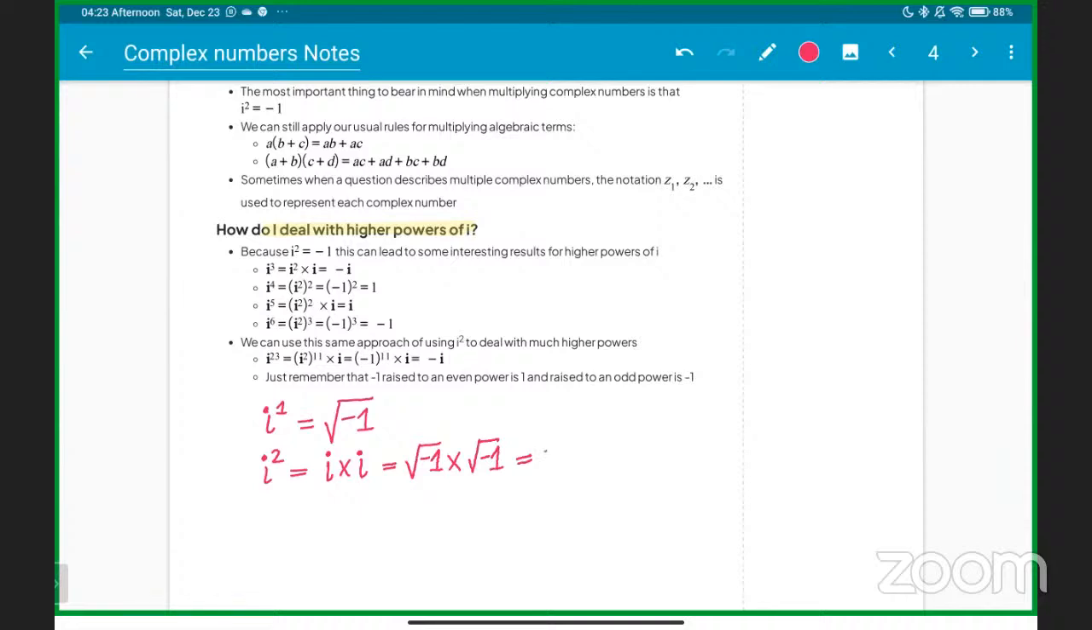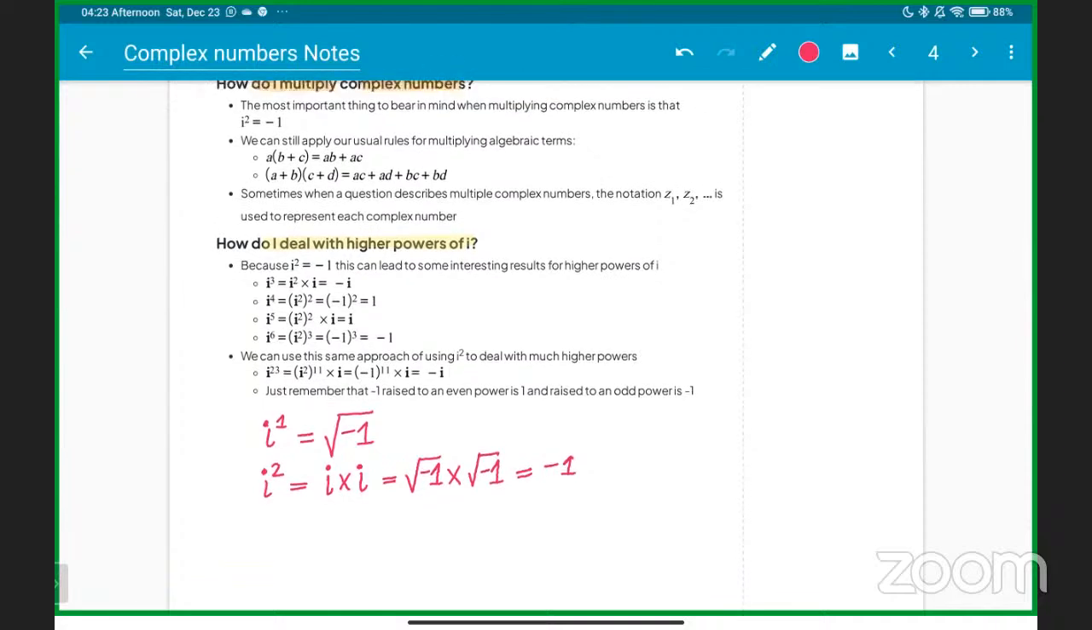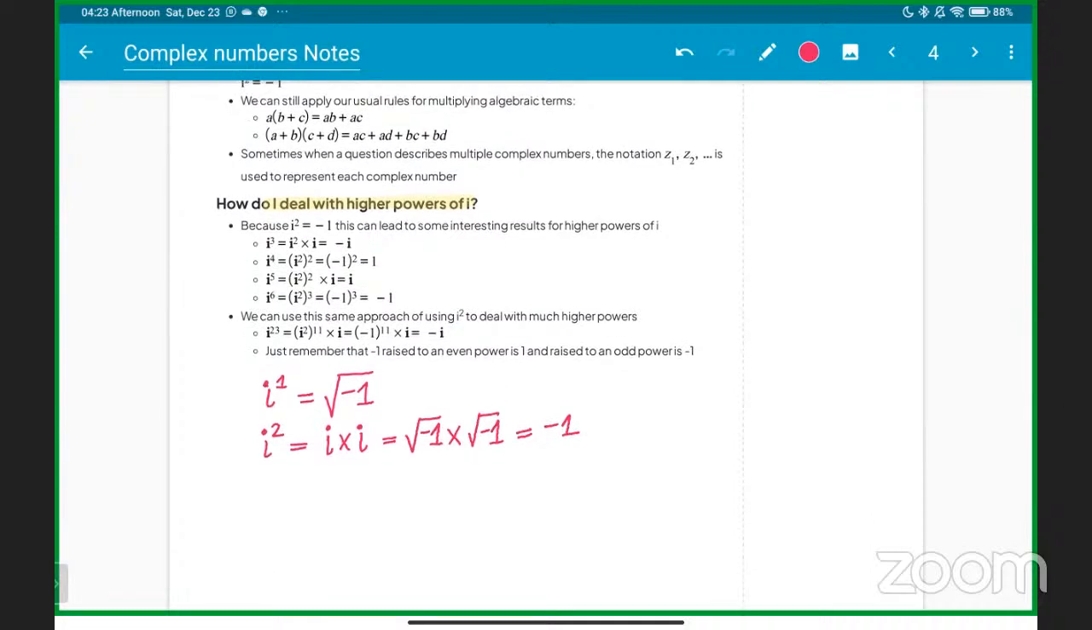Do check in the calculator, or you can do it with the basics of indices and surds. Square root of -1 multiplied by square root of -1 will be -1, in the square root form. Getting it, everyone clear? Guys, got it?